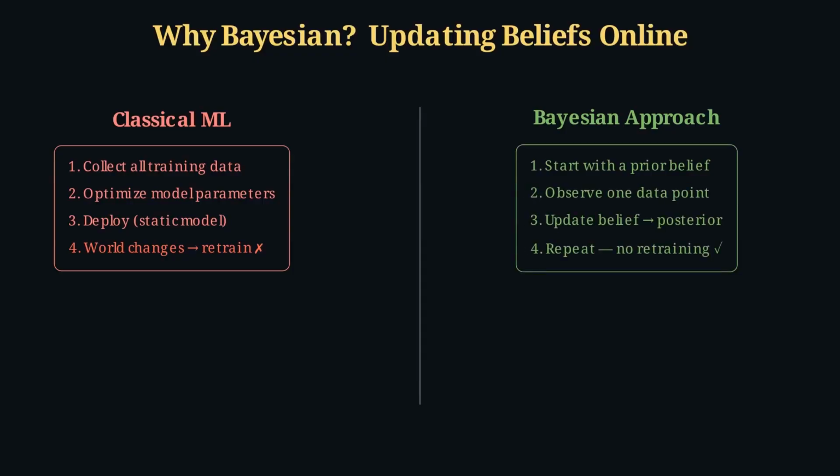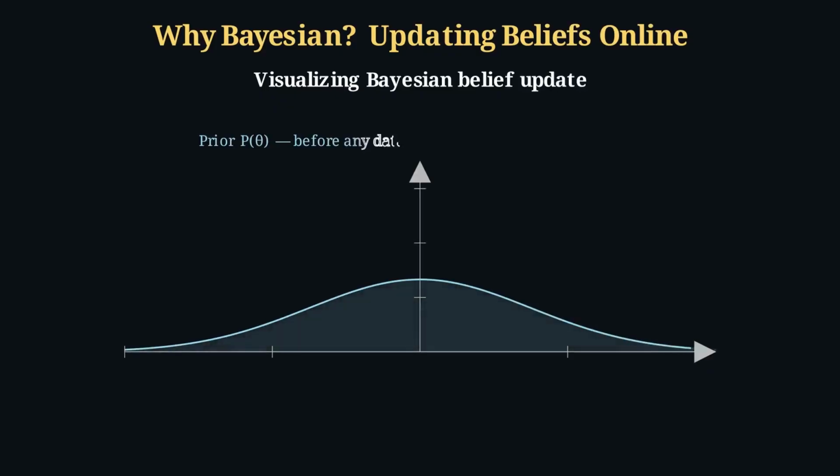The Bayesian approach works differently. It starts with a prior belief, what we think is likely, before seeing any data. Then, as each observation arrives, it updates that belief to produce a posterior. No batch retraining is needed. One observation equals one update.